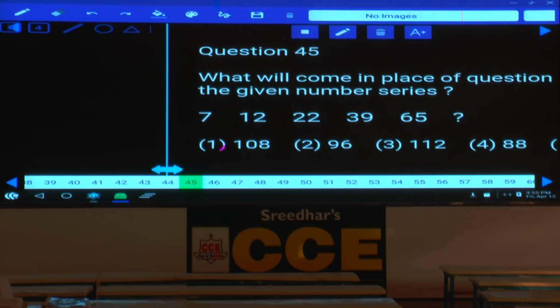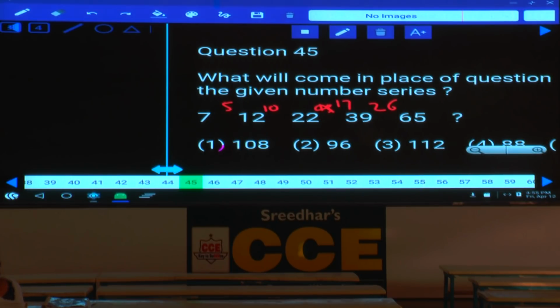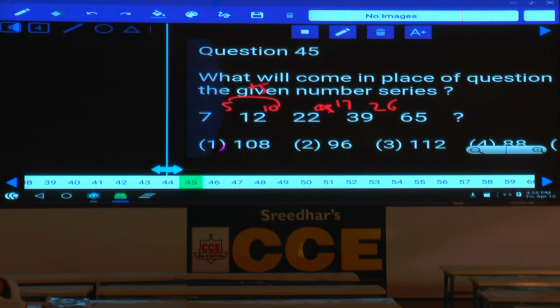Now in 45, the numbers are 7, 12, 22. 7 and 12, what is the difference here? 5. Next difference is 10. Next difference is 15. And the next difference is 17, so 22 plus 17 is 39. Then the next difference is 39 and 65, which is 26. Here the differences are 5, 10, 17, 26, and the differences between these are 5, 7, 9. They are odd numbers. Next odd number after 9 is 11. 26 plus 11 is 37, and 65 plus 37 is 102. 102 is again in choice 5.